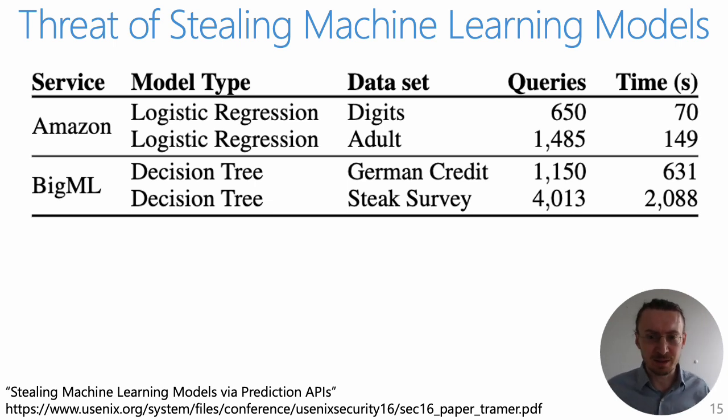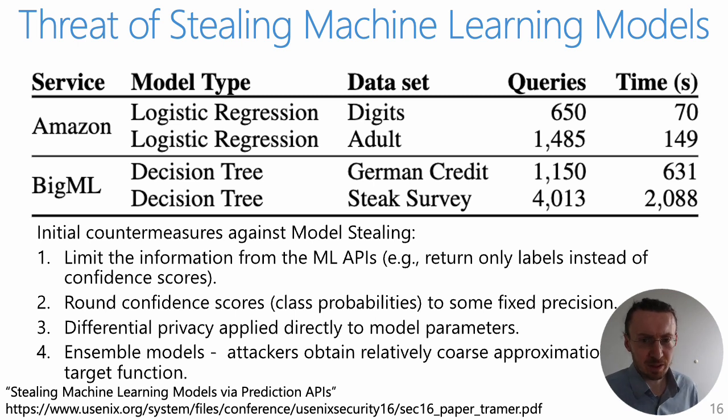So note that in this setting, the researchers trained the models on their own and deployed the models to the given service. This was also disclosed to the affected services back in 2016, and these results show that the stealing is very effective with as few as, for example, 650 queries within 70 seconds, and you can steal the model behind the API.